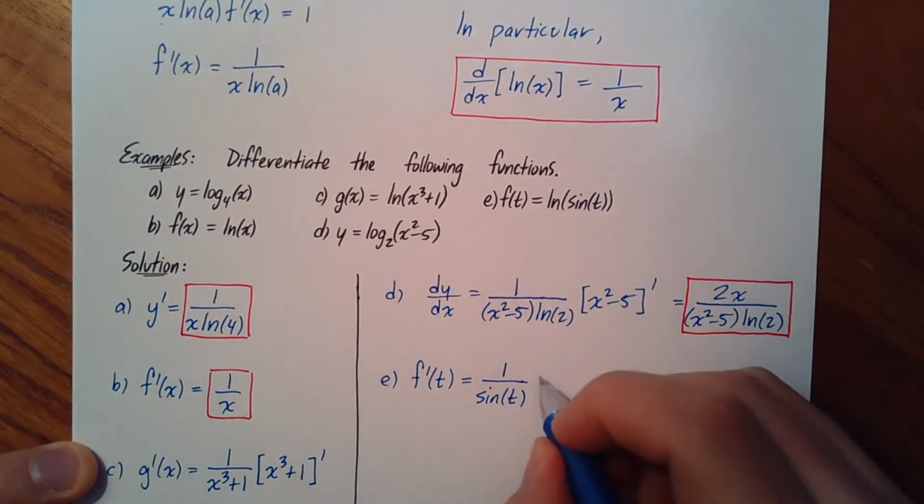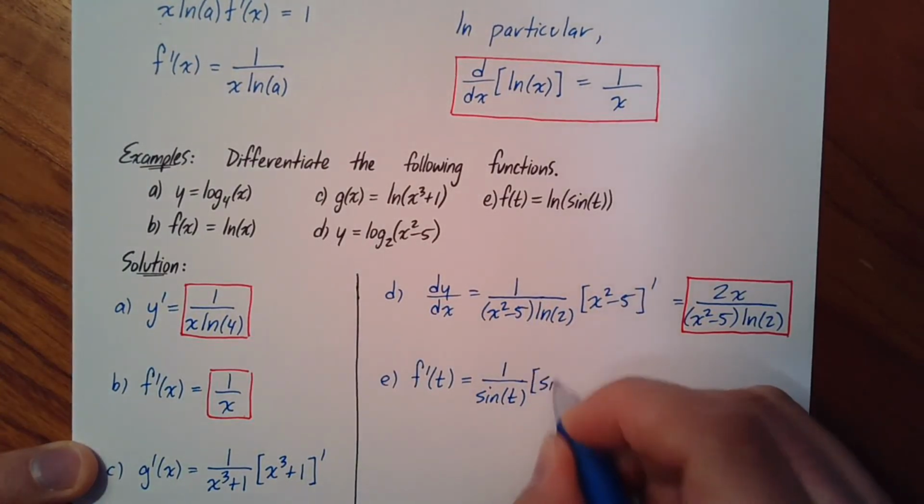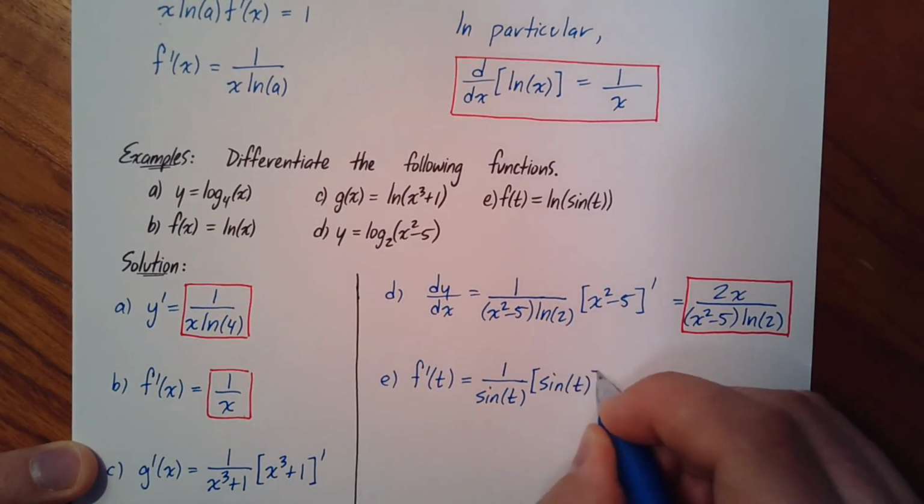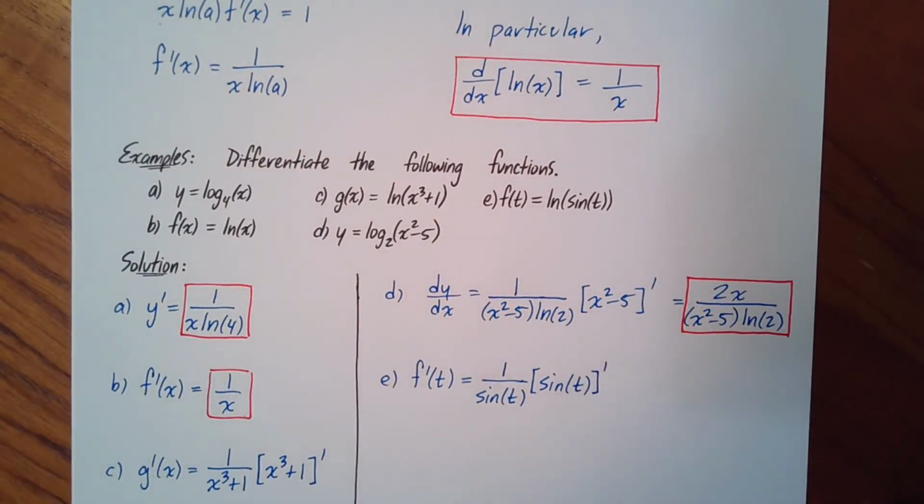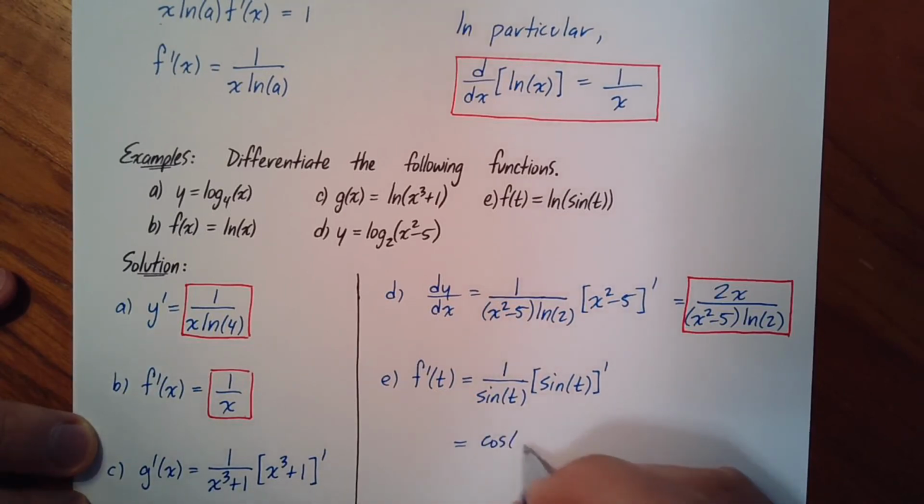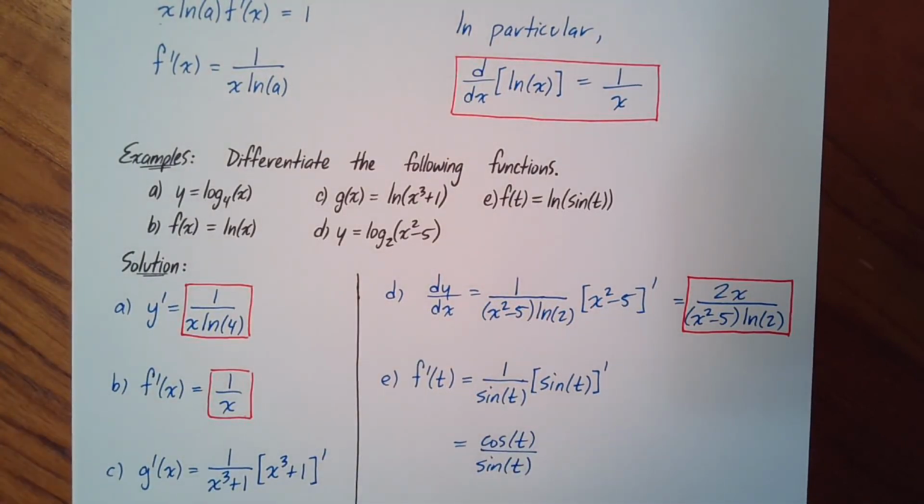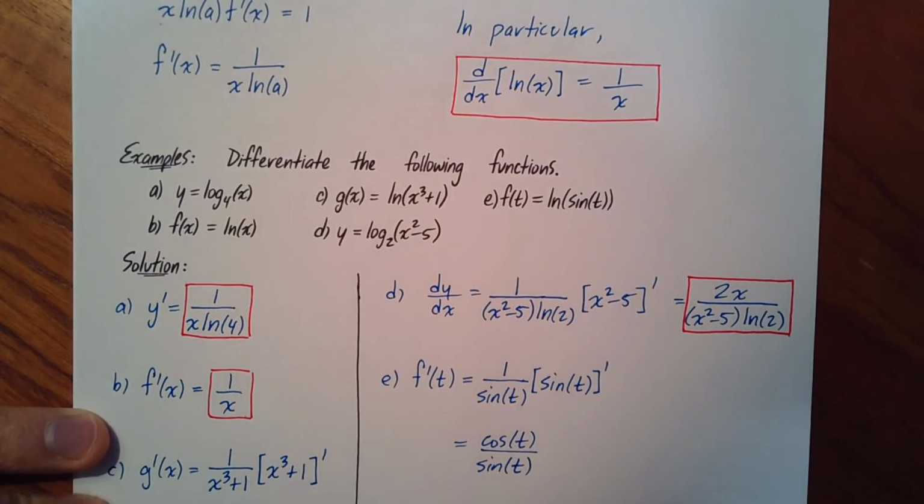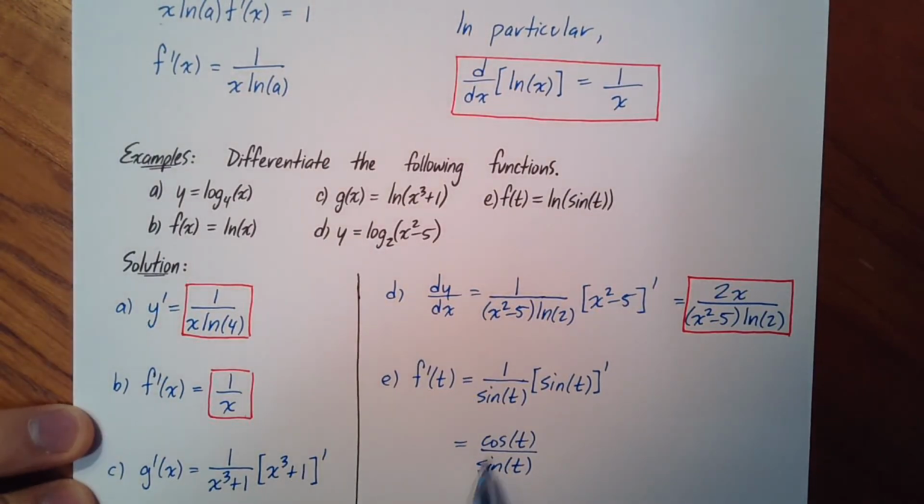And of course, now we have to multiply by the derivative of the inside function. So multiply by the derivative of sine of t. Okay, well, derivative of sine is cosine. So really what we have here is cos of t over sine of t.